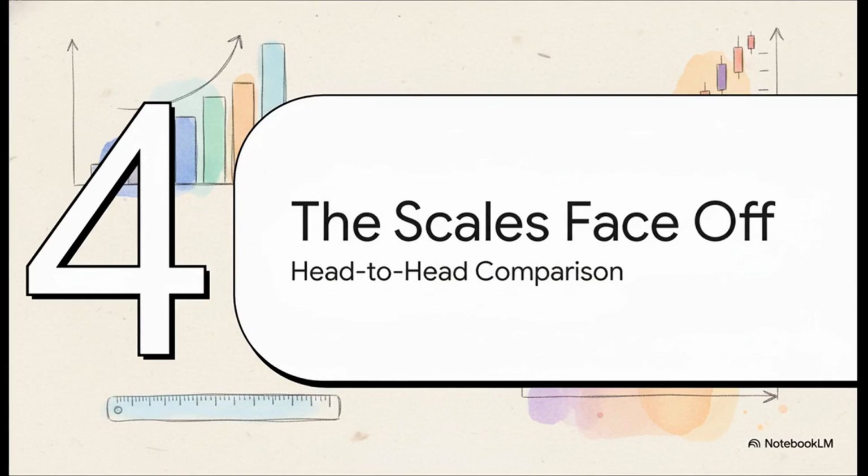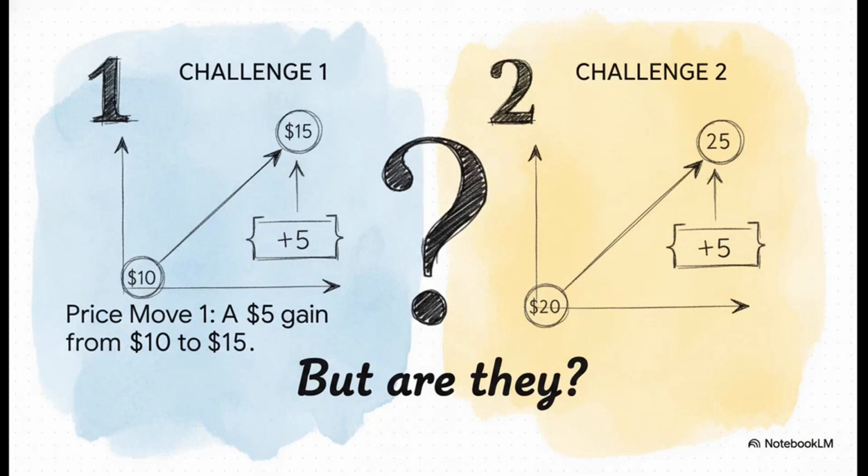Okay, time for the main event. Let's put these two scales head to head. We'll use a super simple, practical example to see exactly how they tell two completely different stories using the exact same data. So here's our scenario. Let's call it the $5 challenge. We've got two separate price moves. In both cases, a stock goes up by exactly $5. Now, on a linear chart, these two moves would look absolutely identical, but are they really?